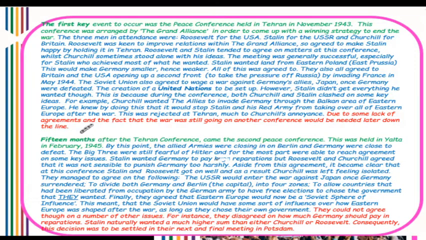Okay, now the red bit, once again, is my link. So I said they could not agree, though, on a number of small other issues. They disagreed on how much Germany should pay in reparations. Stalin naturally wanted a much higher sum than either Churchill or Roosevelt. Consequently, this decision was to be settled in their next and final meeting in Potsdam. So I've just summarised one key issue that they couldn't agree on to lead on to my next one and mention Potsdam.